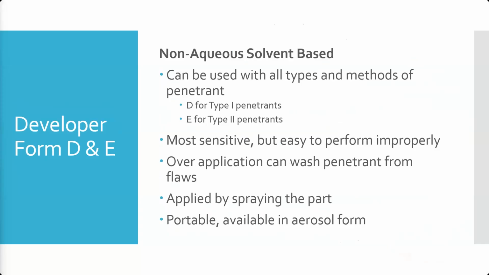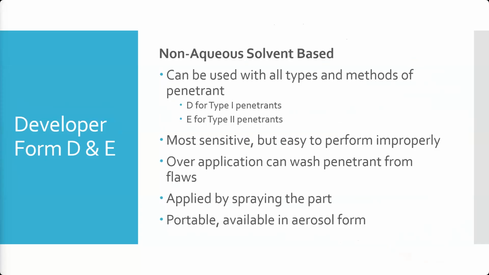And the term, whether they are a Form D or a Form E, is dependent on what type of penetrant you're using them with. So Form D is used with type 1 penetrants. Form E is used with type 2 penetrants.